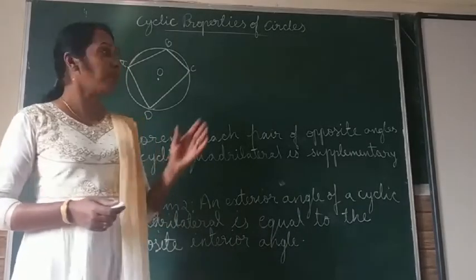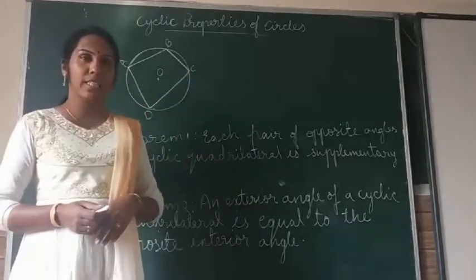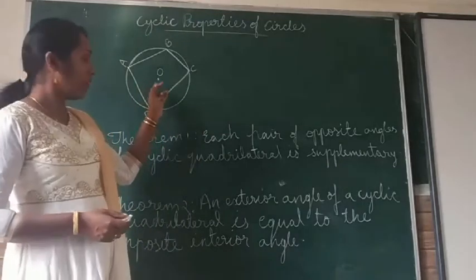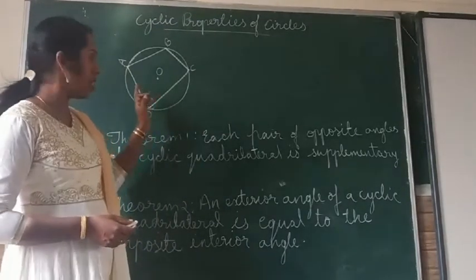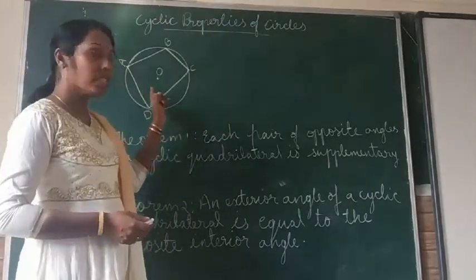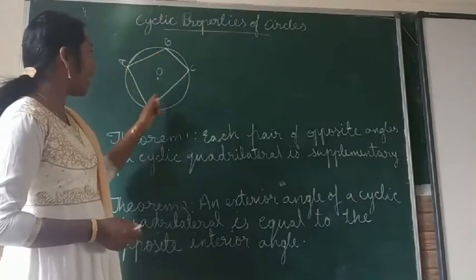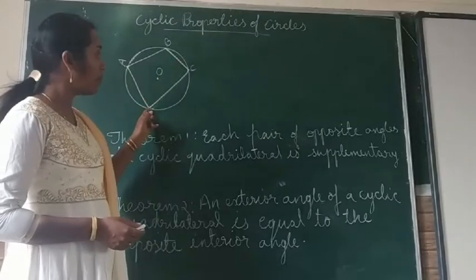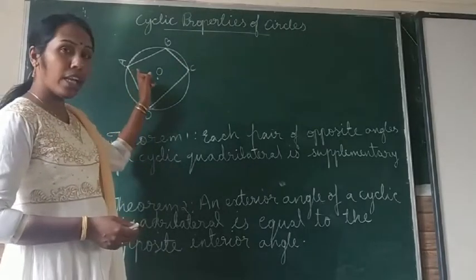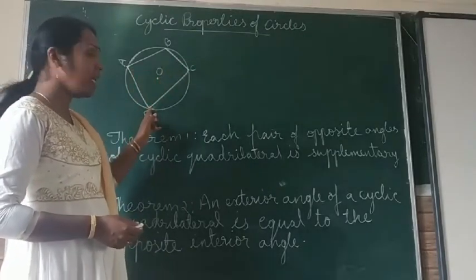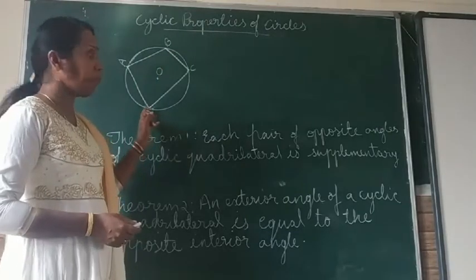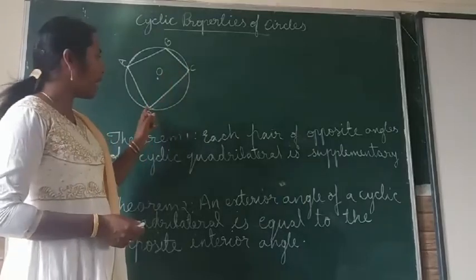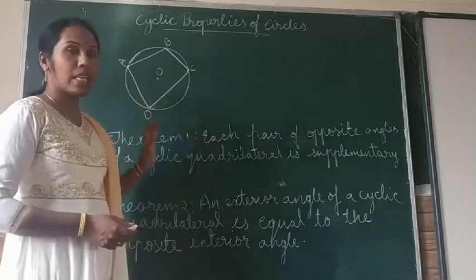We are going to discuss cyclic properties of circles. Here you can see a circle with a quadrilateral inscribed in it. The quadrilateral has vertices A, B, C and D. These vertices are concyclic. So the quadrilateral which is inscribed in a circle is known as a cyclic quadrilateral. The vertices of a cyclic quadrilateral are concyclic, or they lie on the same circle.